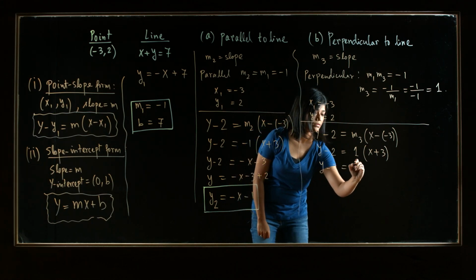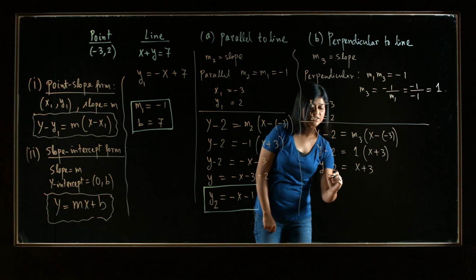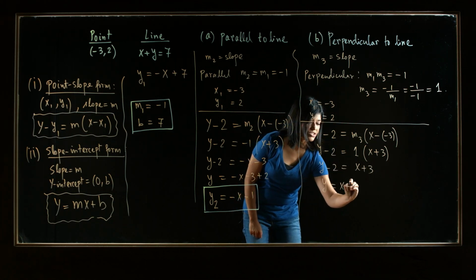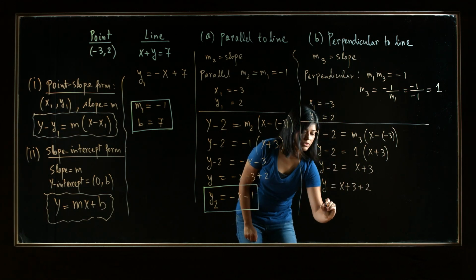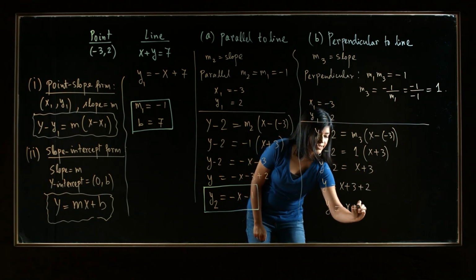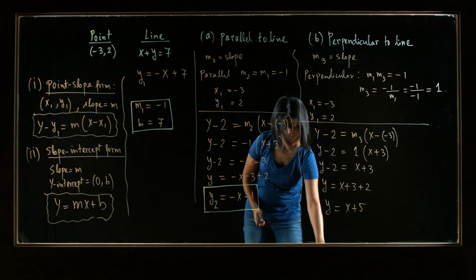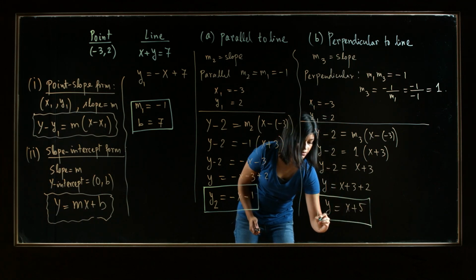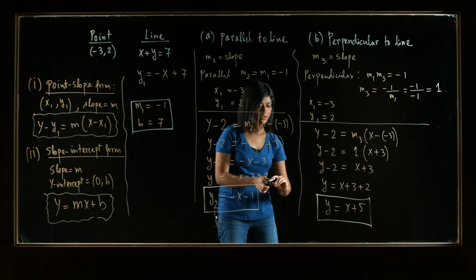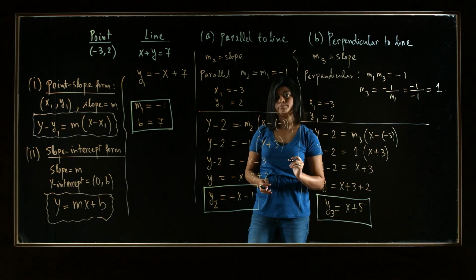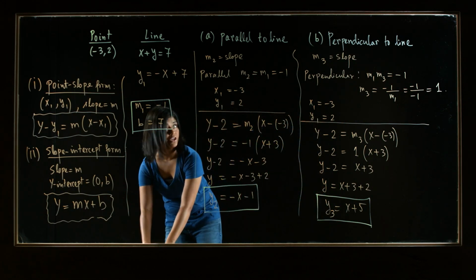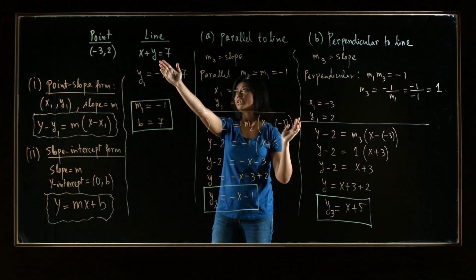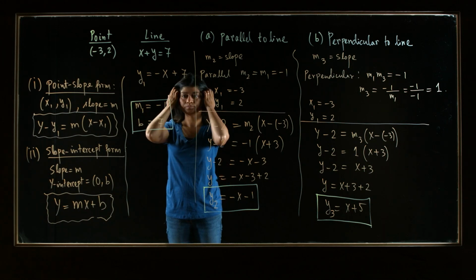Simplify a little bit. Right hand side is just x plus 3. Then bring the 2 on the right hand side as y equals x plus 3 plus 2. So your equation is y equals x plus 5. And this is the third line, so let's call this y3. So we have equations of a line that is parallel to the given one and a line that is perpendicular to the given one passing through the same point.